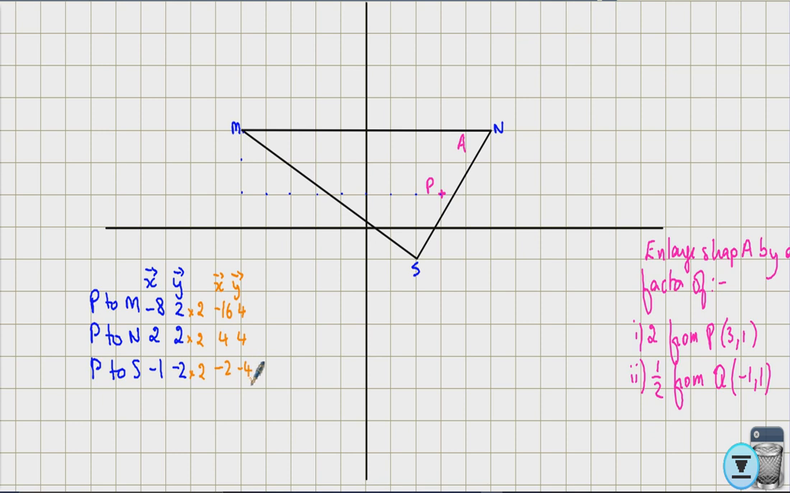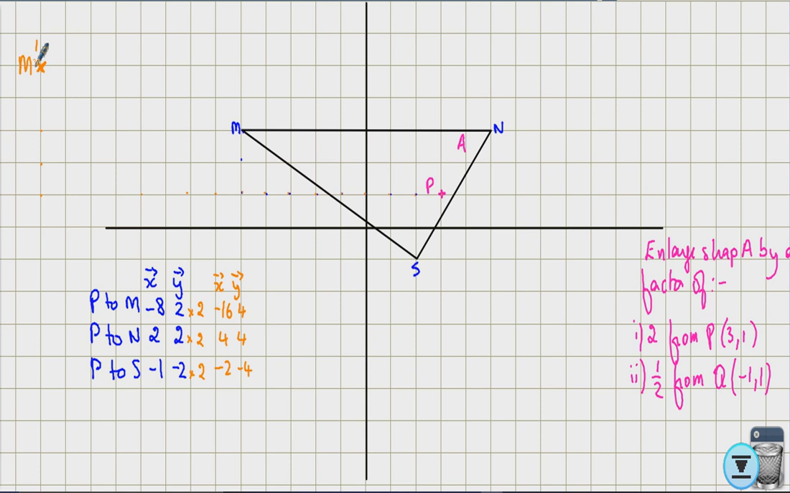So P, start the first one, minus 16, so minus 1, 2, 3, 4, 5, 6, 7, 8, 9, 10, 11, 12, 13, 14, 15, 16. And 4 up, 1, 2, 3, 4. So this is our first point. That is M, alright, the enlarged M.